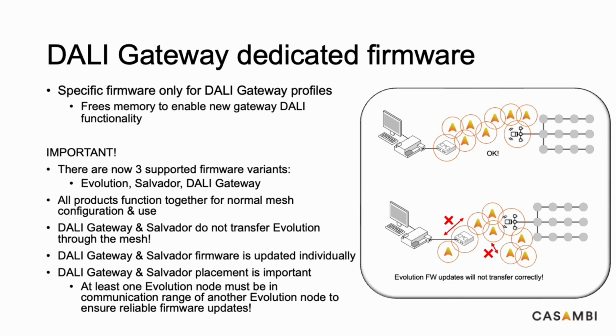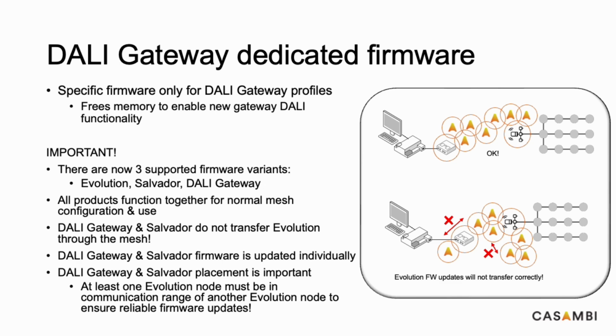Otherwise, you'll get different areas of the network that have different firmware versions, which maybe then means that some areas of the network have a bug fix implemented and other ones don't, or some areas of the network have new operational functionality and capabilities and certain areas don't have that update.